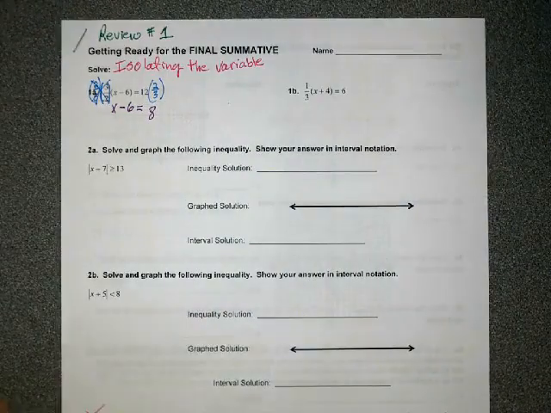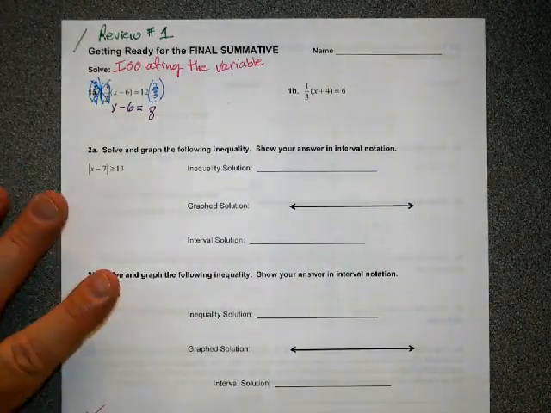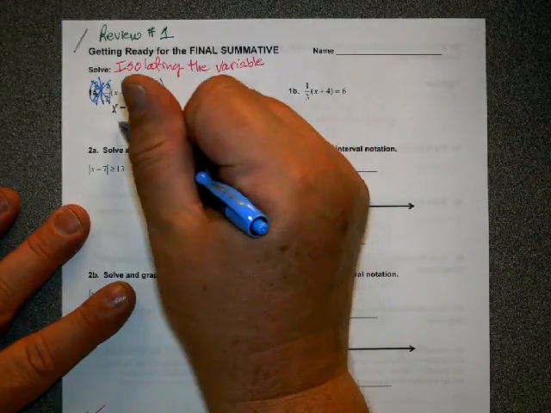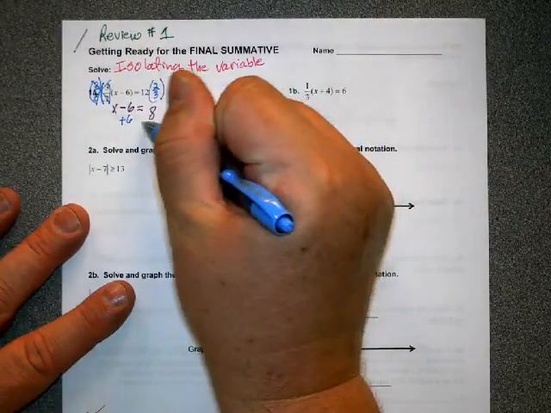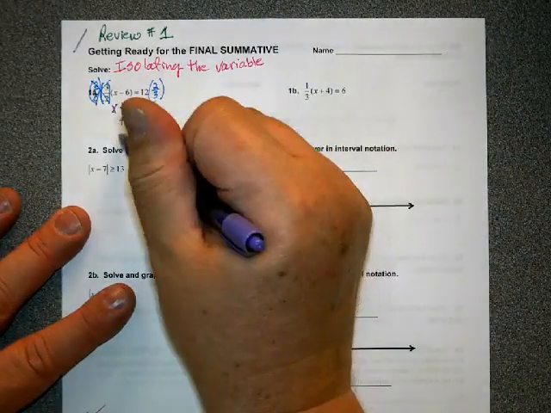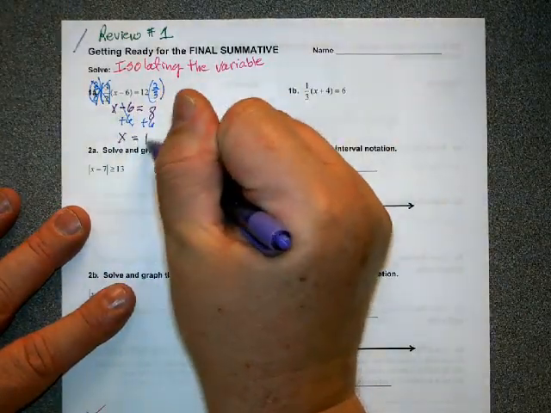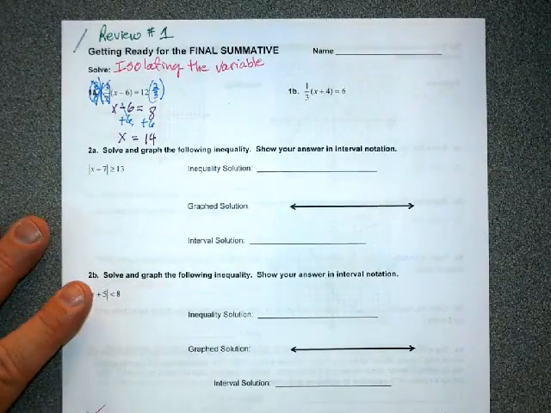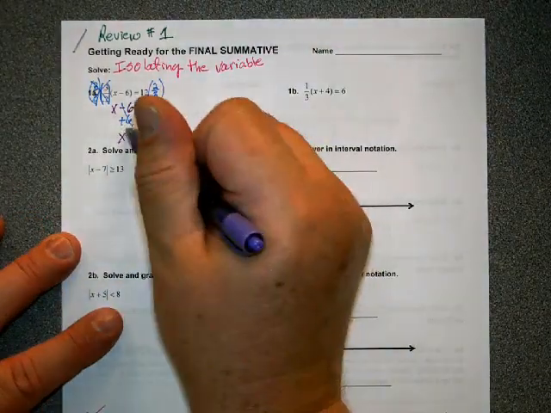Good. Good job. All right, and then I got to get rid of the 6 or undo the minus 6. So I'm going to add 6 to both sides, right? So I get x equal 14. And that's it.